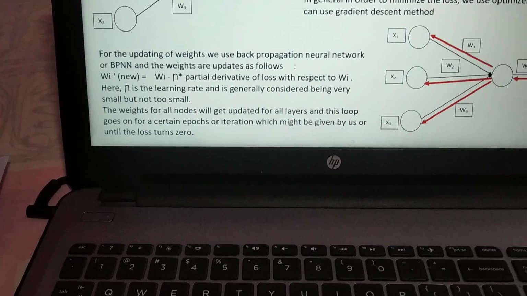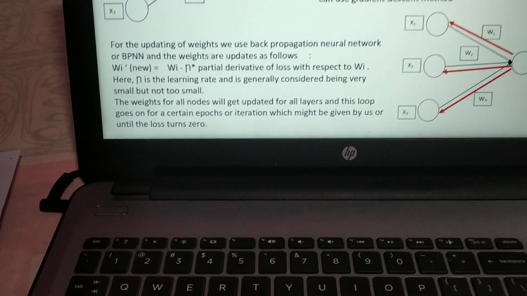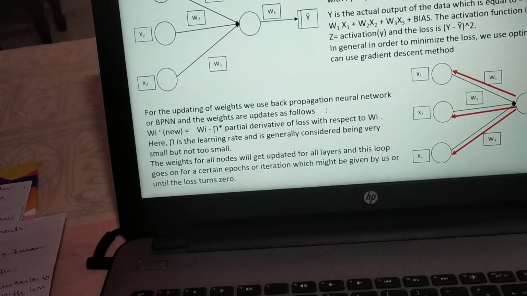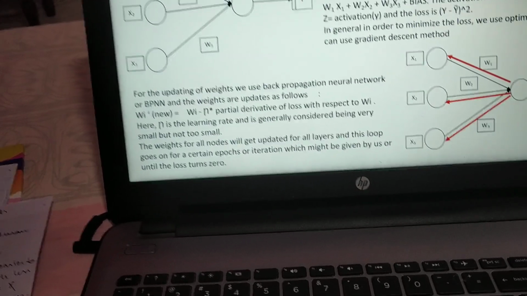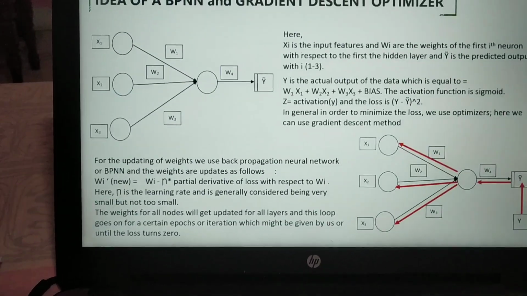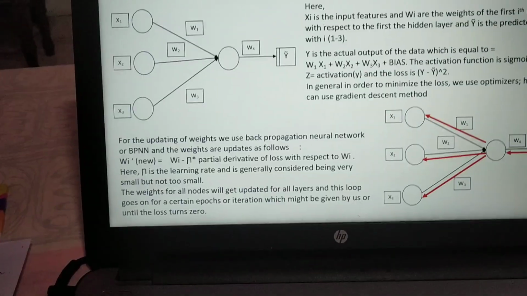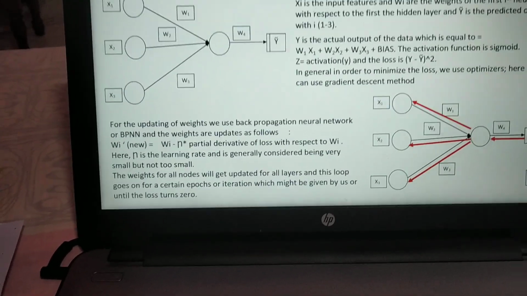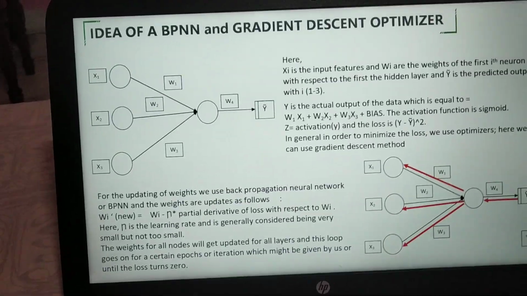For this purpose, the new weight that will be assigned after each epoch will be the initial weight minus the learning rate into the partial derivative of the loss function. The learning rate is basically a very small value, generally ranging between 0 to 1 into 10 power minus 3, and isn't of much consideration, but obviously we are using it in order to tell the neural network about the errors that have been caused by us. After each epoch or iteration, the weights for all the nodes will get updated for all the layers, and the loop will go on until these losses turn out to be 0.